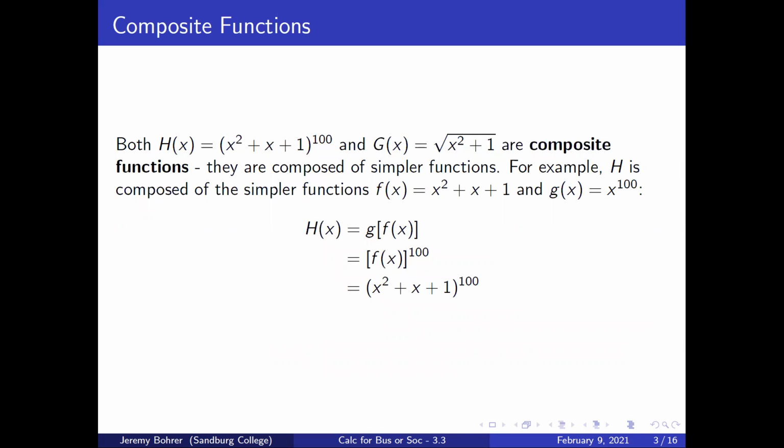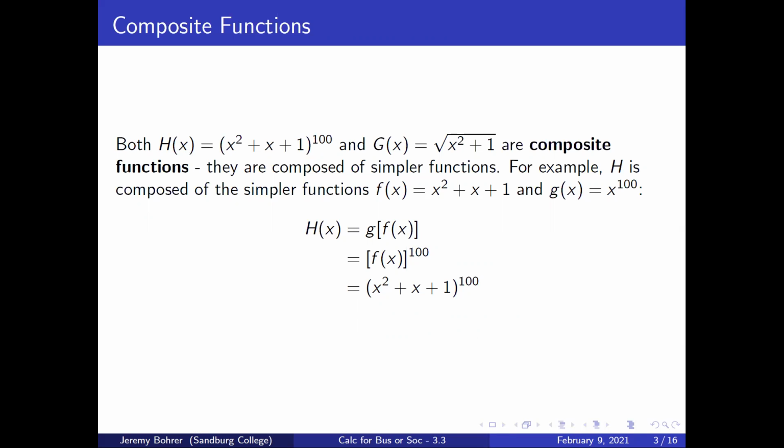Both h of x equals (x squared plus x plus 1) to the 100th power, and g of x equals the square root of x squared plus 1 are composite functions. They are composed of simpler functions. For example, h is composed of the simpler functions f of x equals x squared plus x plus 1, and g of x equals x to the 100th.